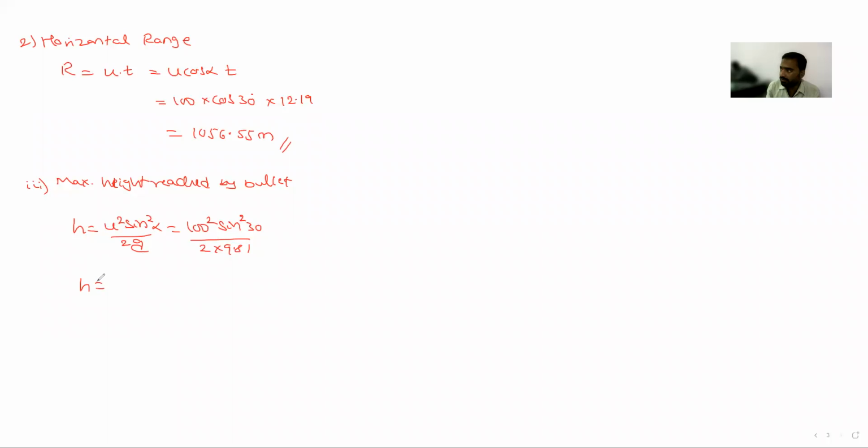What? G value. No, you are directly adding. So in the H value we have considered G whenever you are taking the acceleration. So what is the value of H?